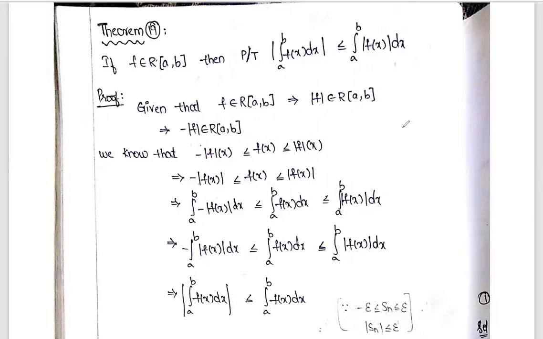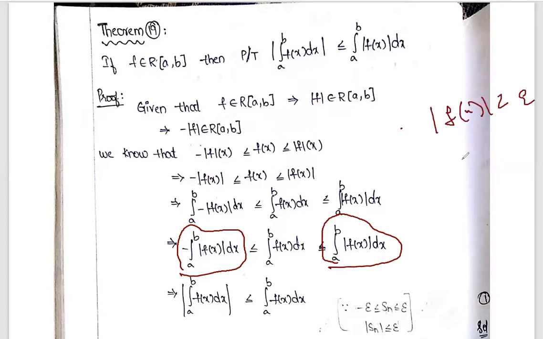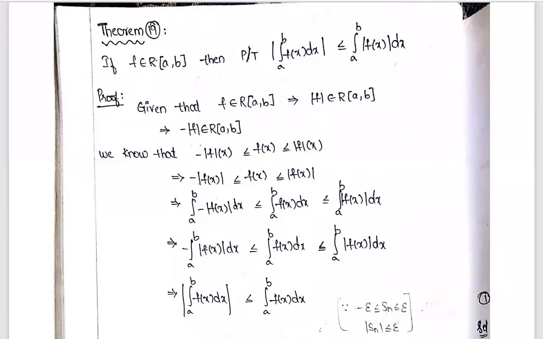Whenever you have minus integral a to b of mod f of x dx, and plus integral a to b of mod f of x dx. So what can you write? Whenever mod f of x is less than epsilon, if you remove the mod, it will be from minus epsilon to epsilon, right? In the same way, here you get that mod of integral f of x dx is less than or equal to integral of mod f of x dx.